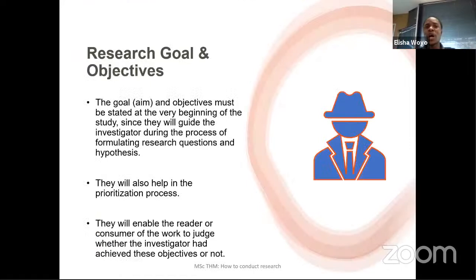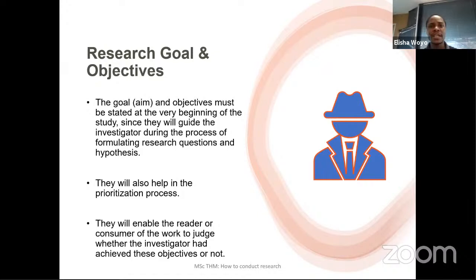So goals are not objectives. Research goals and objectives. When we are talking about what is your goal in this study or what is your aim of the study and the objectives, we are talking about two different things. So the goal and objectives, they must be stated at the beginning of your study. Usually once you have written your introduction, the goal of the study should actually be stated. Of course, in writing proposals and dissertations, there's always a section where we state the objectives separately.